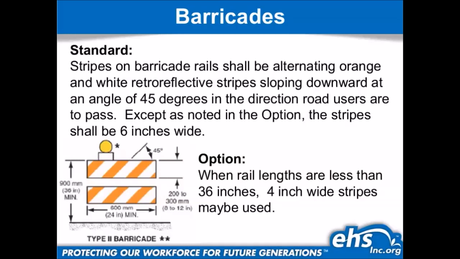Barricades. This is one of the things that not a lot of people know unless you've actually taken a class. And even then, I do these classes regularly, and some of the guys maybe have heard it, but don't remember it. What the standard says is stripes on barricade rails shall be alternating orange and white retroreflective stripes sloping downward at an angle of 45 degrees in the direction road users are to pass. So the standard says you read them from top to bottom. If the stripes are angled to the left, then you pass the barricade to the left. You drive to the left side of it. If the stripes are angled to the right, then you pass to the right of it.